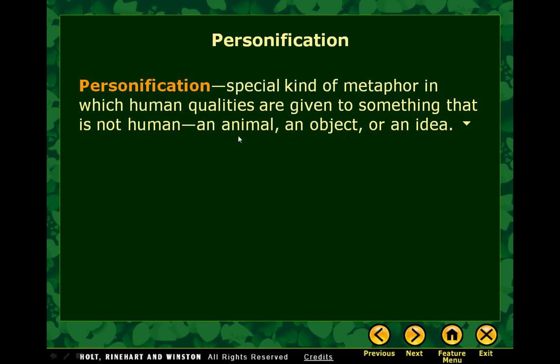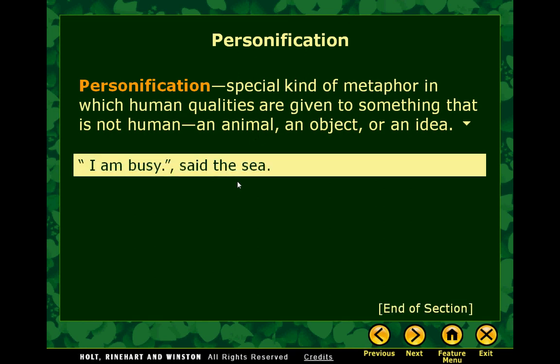The third type of figure of speech we are talking about is personification. Personification is a special kind of metaphor. It's mainly a metaphor, but in this metaphor human qualities are given to something that is not human, like an animal or an object or an idea. So when you use a metaphor to give something which is not human the qualities of a human, this is what we call personification. It comes from the word person. It has to do with people.